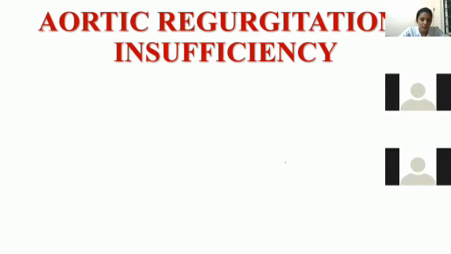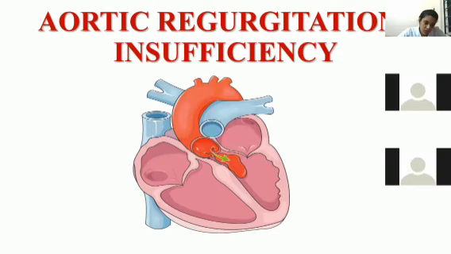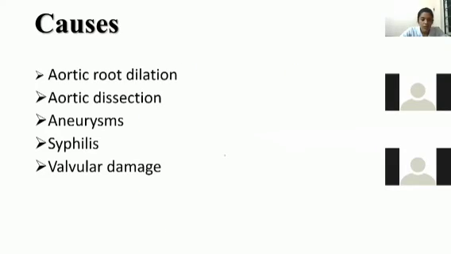Next, we are moving on to aortic regurgitation or insufficiency. Here, regurgitation means inappropriate closing, where blood flows back into the left ventricle. Causes: aortic root dilation. If the roots are dilated, the distance between the valves will increase. So aortic root dilation causes the distance between the valves to increase, which finally leads to aortic regurgitation.